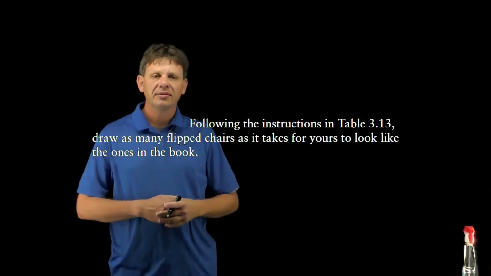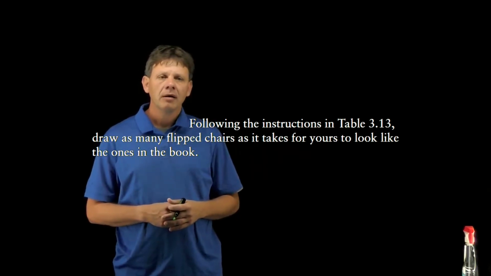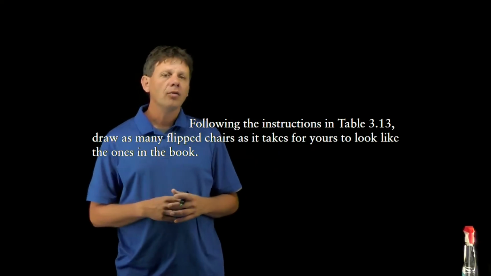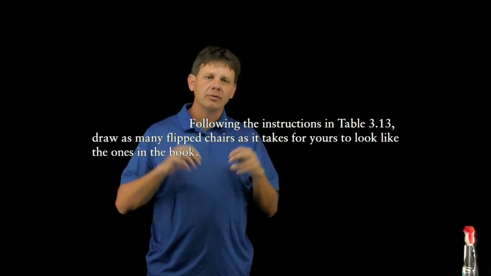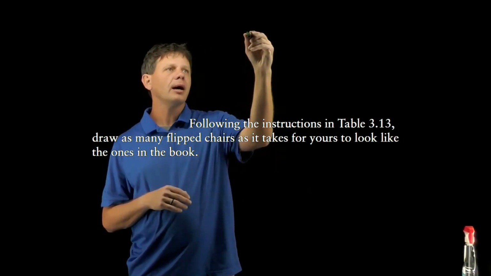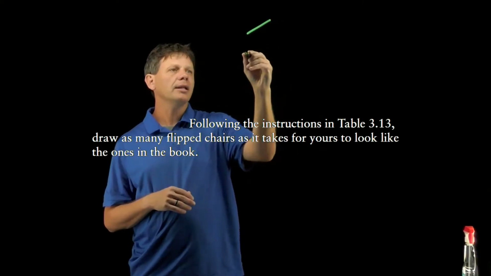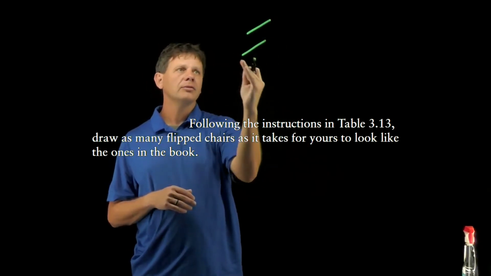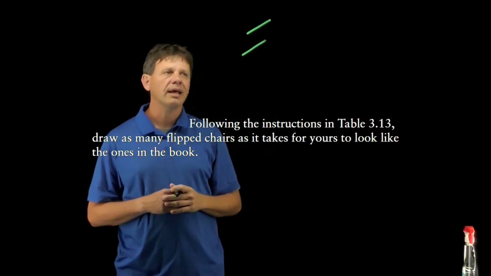This assessment asks us to practice drawing the flipped chair following the instructions in Table 3.13. All that's different between the chair and the so-called flipped chair is that the parallel lines we start with are going to be going in opposite directions. So we'll have a line here and a line here. Note that now the bottom line starts a little bit more to the left.